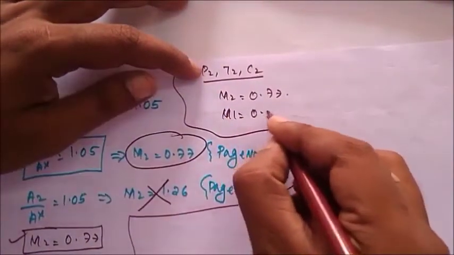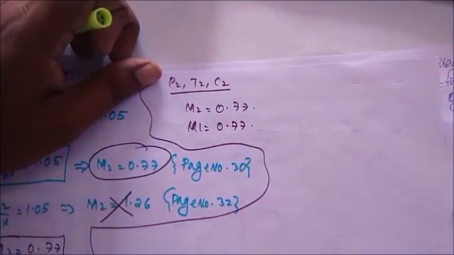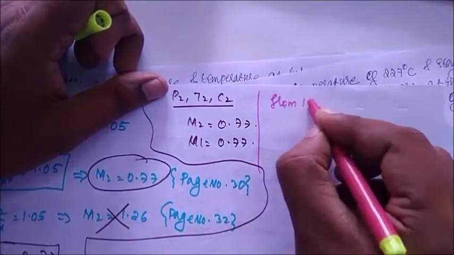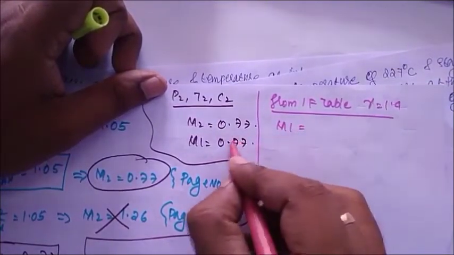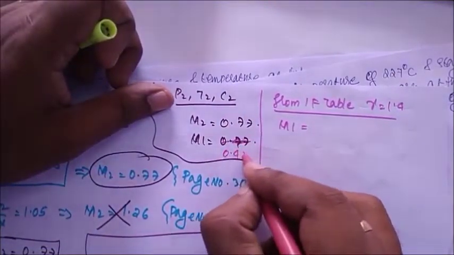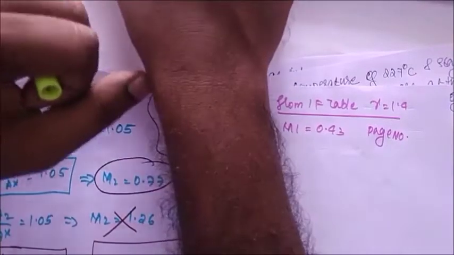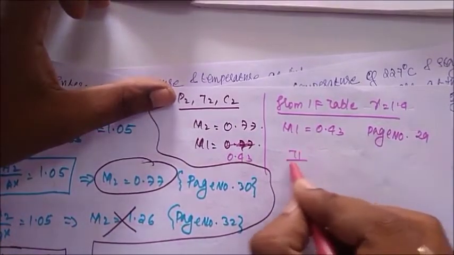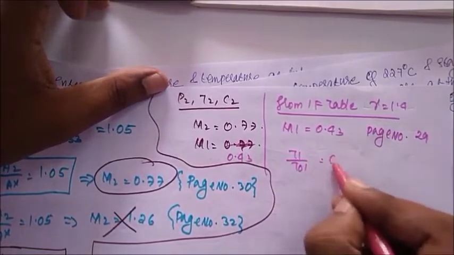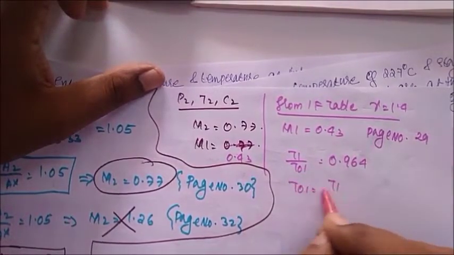Okay, let's calculate. First, M2 is equal to 0.77. From the isentropic flow table, gamma is equal to 1.4, M1 is equal to 0.43, page number 29. For 0.43, T1 divided by T01 is equal to 0.964. Therefore, T01 is equal to T1 divided by 0.964.